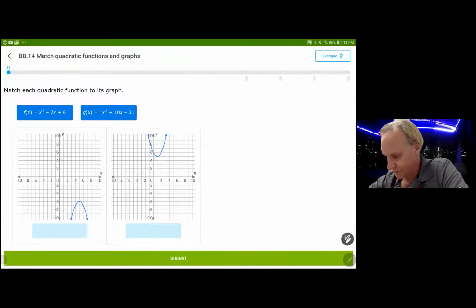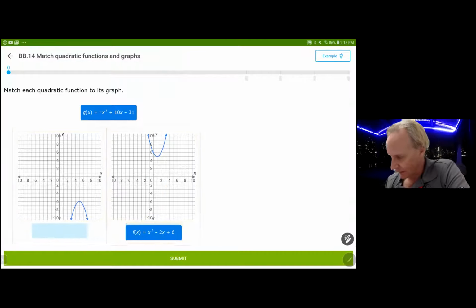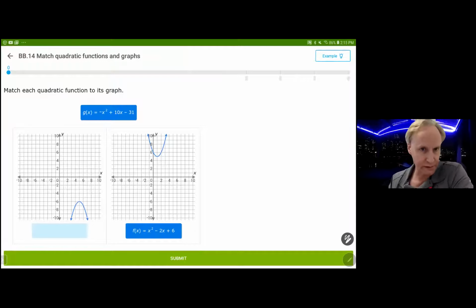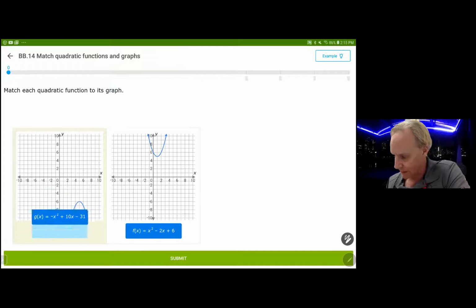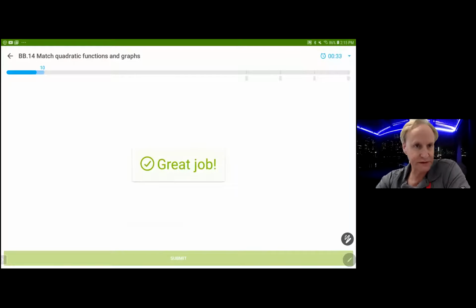Oh, we've only got two to choose from. So first of all, we know that this one goes through 0, 6. And we can see that 0, 6 is the y-intercept. And we can see this one is going down. And of course, because it has a negative coefficient, that's enough to be able to match them up. We won't do any more than just match them, just enough to get the right answer.